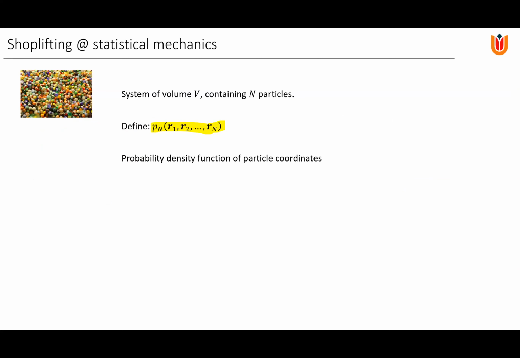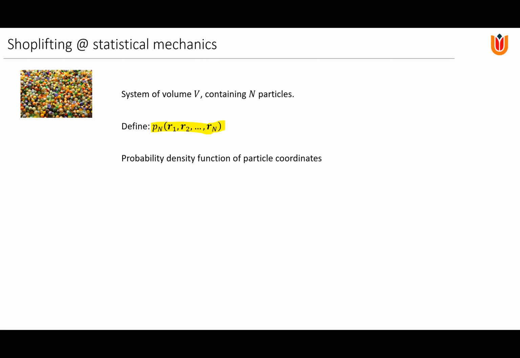Okay, so I want to borrow a little bit from statistical mechanics to see how this pair correlation function arises and what the implication of the scattering actually is. So let's start with a system of volume V, which has capital N particles in it. We're going to define the probability density function of particle coordinates, P of N. It's a joint probability density function.